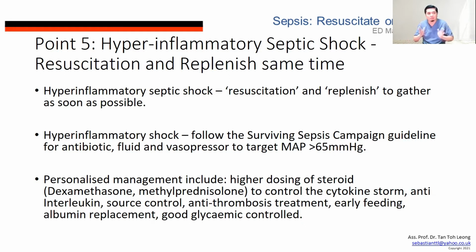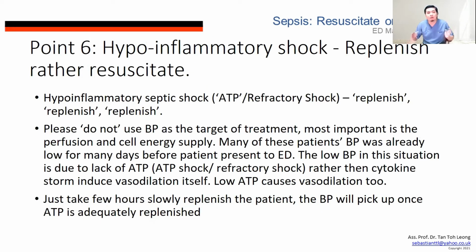So septic shock with hyperinflammation, you can use both together, which is resuscitation and replenishment at the same time. However, for a patient with hyperinflammation, we are aiming to delay the resuscitation, but more to replenishment. Why? Because this hyperinflammation septic shock usually is a gradual process. Patient actually is ATP depleted. ATP depletion needs to slowly rejuvenate, replenish, you see.